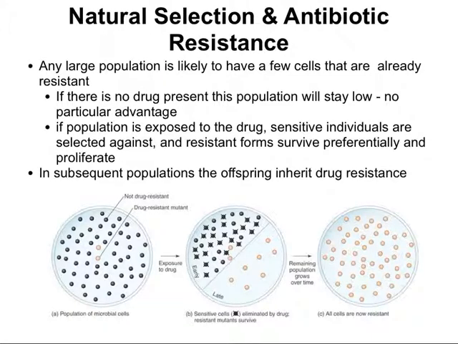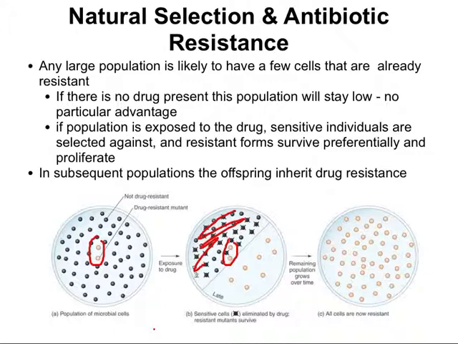So what's the big deal if some of our normal biota get antibiotic resistance? Well, let's look at it this way. Any large population is likely to have a few cells that are already resistant, just as we're showing here on this petri dish. If there's no drug present, this population will stay in low numbers because they have no particular advantage. However, if the population is exposed to the drug, all of the sensitive individuals are wiped out. All that's left to reproduce are the resistant strains.